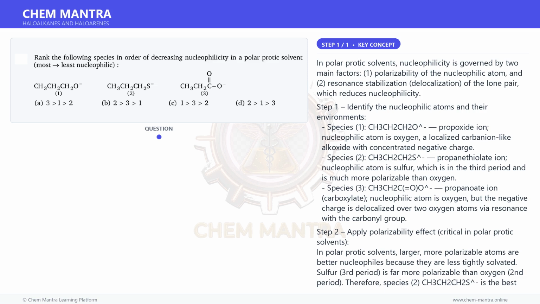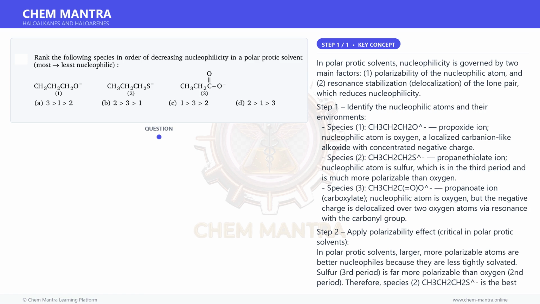In polar protic solvents, nucleophilicity is governed by two main factors: 1. Polarizability of the nucleophilic atom, and 2. Resonance stabilization, delocalization of the lone pair, which reduces nucleophilicity.